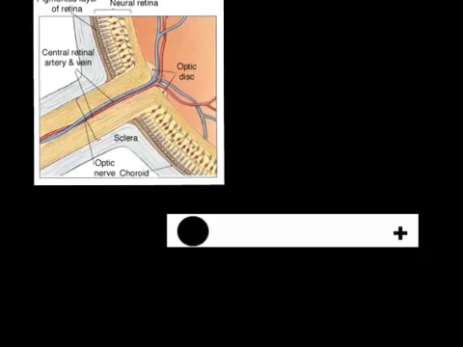What's interesting is that this is a blind spot, such that if you cover one eye, so let's say you cover your right eye, and you look at the plus sign with your left eye, and move toward it and move away from it, at some point this black circle will disappear. That's due to your blind spot. The vision information goes back to your brain, and your brain fills in that blind spot for you.